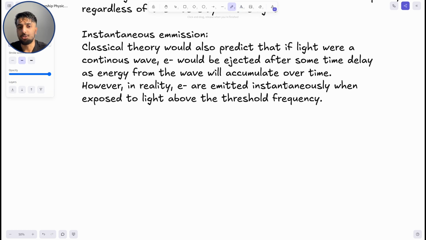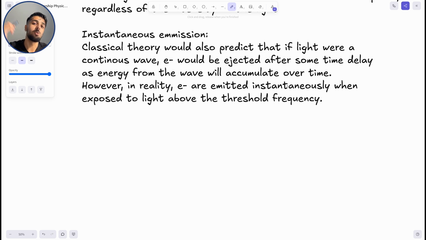Okay, so now moving on to instantaneous emission. Classical theory would also predict that if light were a continuous wave, electrons would be ejected after some time delay, as the energy of the wave will accumulate over time. However, in reality, electrons are emitted instantaneously when exposed to light above the threshold frequency.